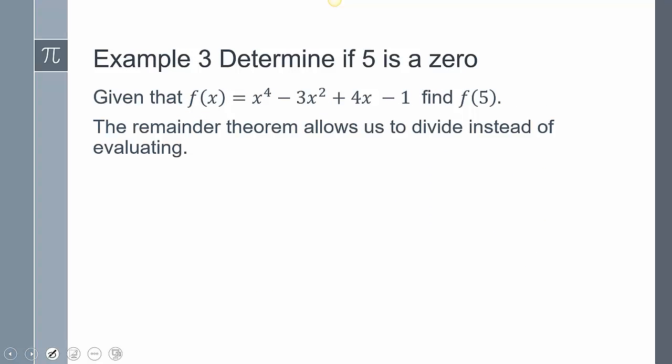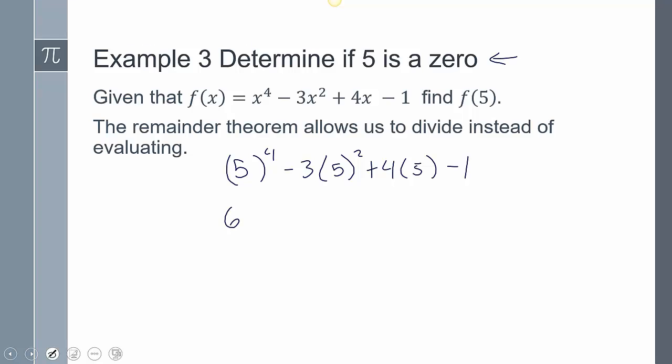So using the remainder theorem, let's find what the remainder is going to be. If the remainder is 0, we know that it's going to be a 0. And so I could actually just evaluate for this to see if this is going to be a 0 or not. So let's determine if 5 is going to be a 0 of this polynomial. You'd plug in 5 into our formula: 5 to the 4th minus 3 times 5 squared plus 4 times 5 minus 1.